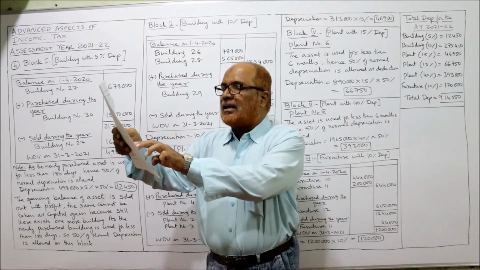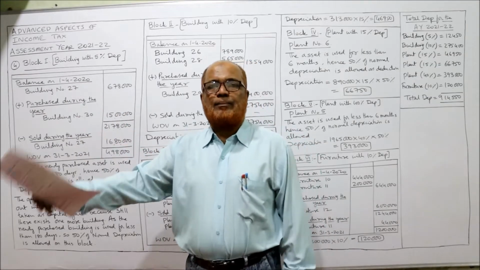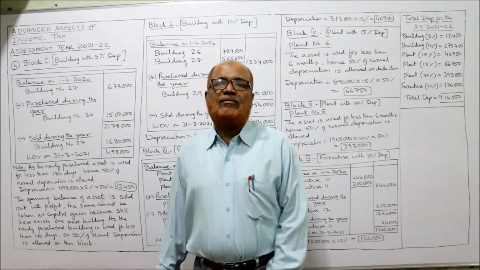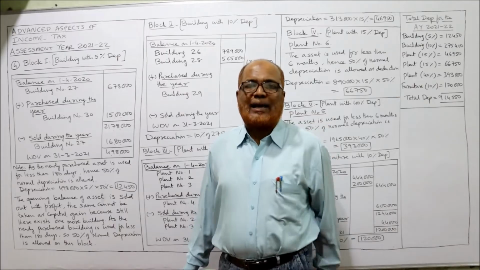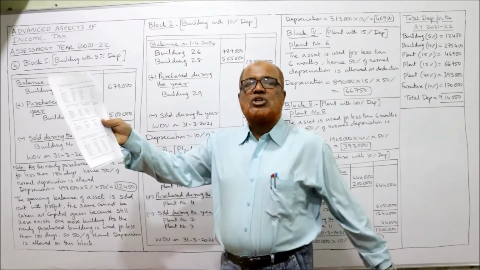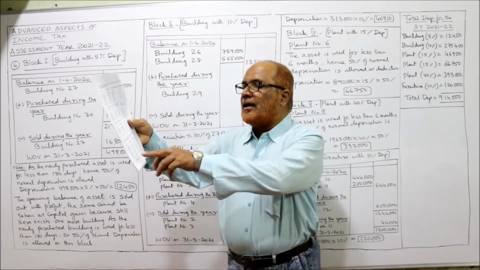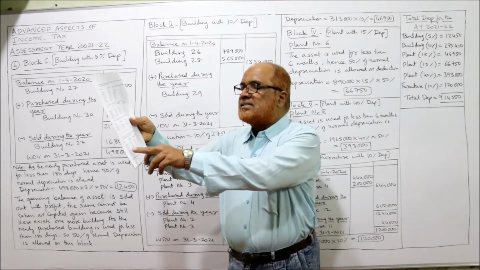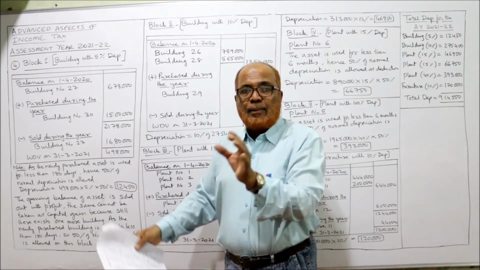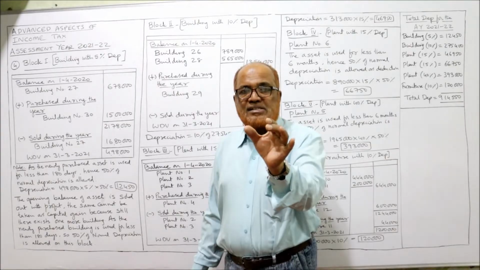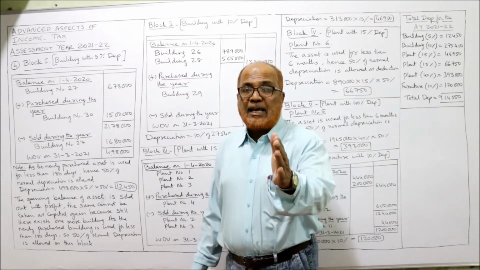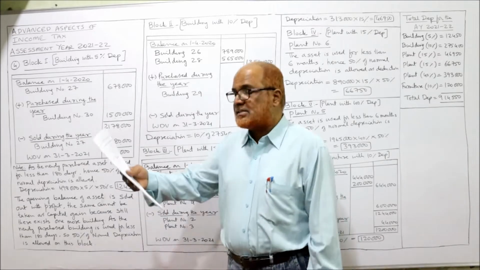Actual cost is given and WDV on 1/4/2020 is given. We are not concerned with the actual cost. We want the WDV, written down value, the book value at the beginning of the year. So we are given all the book values. Rate of depreciation is also given. For buildings, the first building is at 10% depreciation, the second building at 5%. So both buildings cannot be clubbed. A block of assets means a group of assets of the same nature and same rate of depreciation.